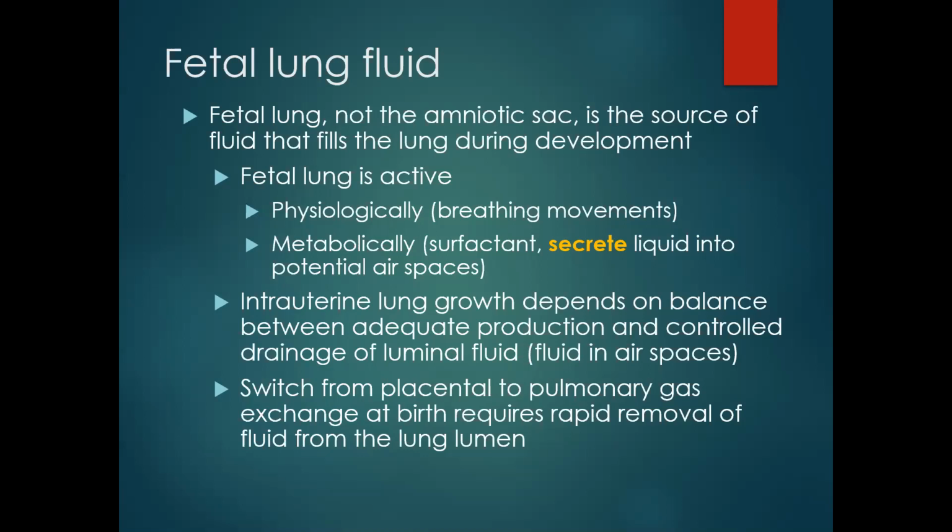Intrauterine lung growth depends on the balance of adequate production and controlled drainage of this fluid in the air spaces of the lung. If a baby is born from a mom with no amniotic fluid, like in oligohydramnios, then there will be a derangement in how the lung of the fetus develops and matures, to the point that it can lead to pulmonary hypoplasia if there is severe deficiency of amniotic fluid.